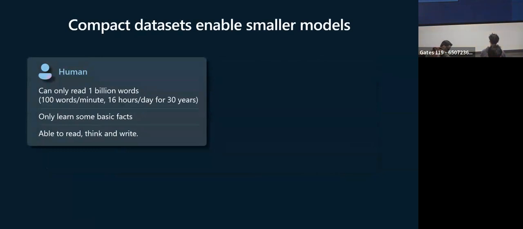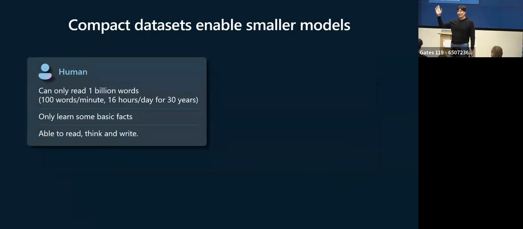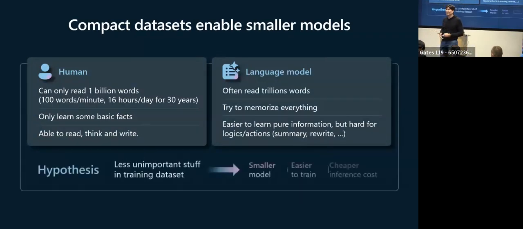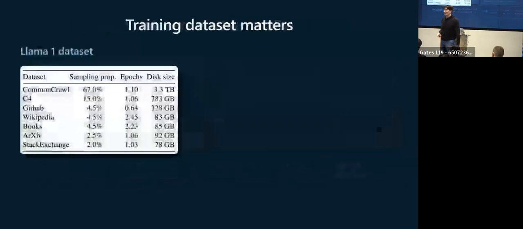And you can see here the comparison between what a human does and what an LLM does. A human can only read a small number of tokens in their lifetime. They only learn some basic facts. A model, though, reads trillions of tokens, tries to memorize everything, and it can learn pure information, but it's hard to learn reasoning. Our hypothesis? Just focus on very high quality reasoning-oriented data and see if you can get the model to reason well. And lots of benefits come out of that, as you might imagine.